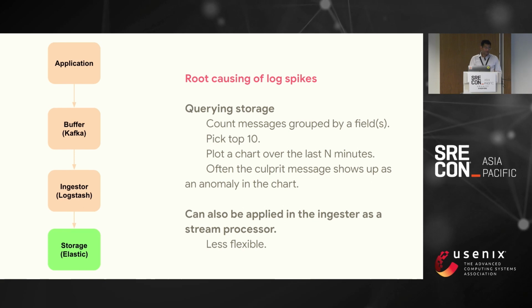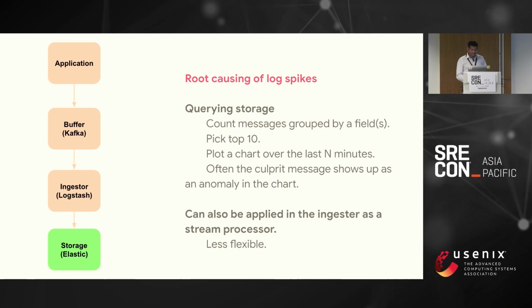So let's say we do all of these things, and you still get log spikes, right? How do you detect who is causing this, and how do you stop them? Here is a simple technique we use to root cause a log spike. We do that by querying storage.